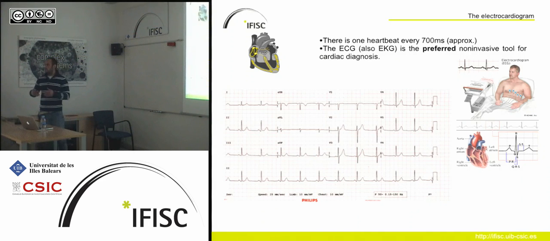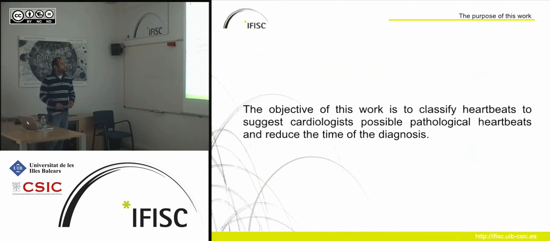So what we want to do is to address the other case, where we have so many heartbeats, and we want to detect if there are pathologies in these heartbeats or not. To do that, we propose to use the concept of reservoir computing in order to classify heartbeats, and then we can suggest to cardiologists if there are pathological heartbeats in a particular record or not. In this case, we can reduce the time for diagnosis.